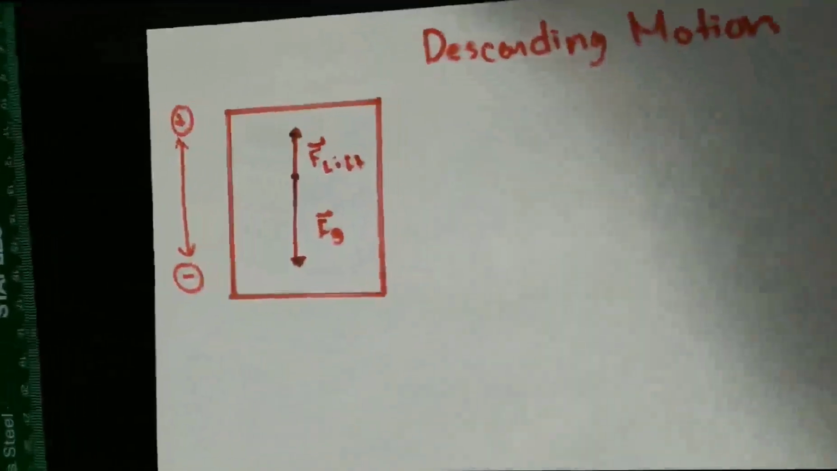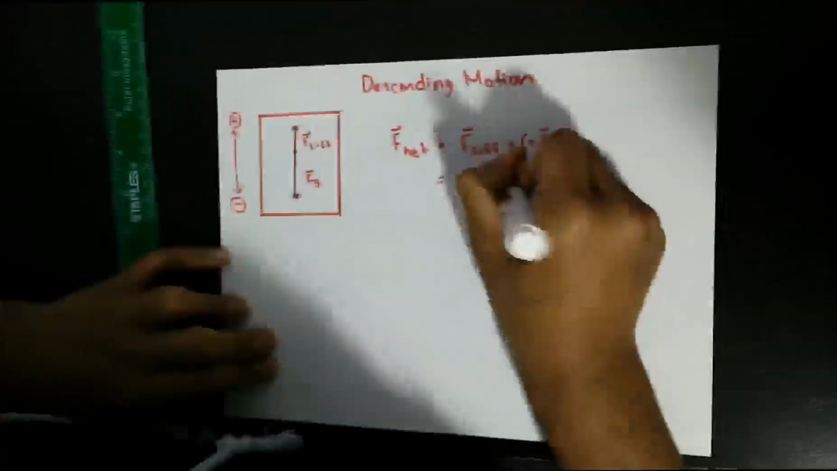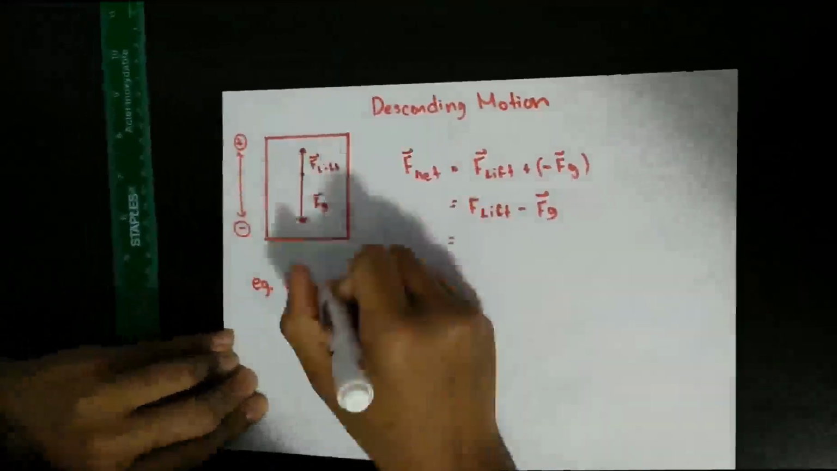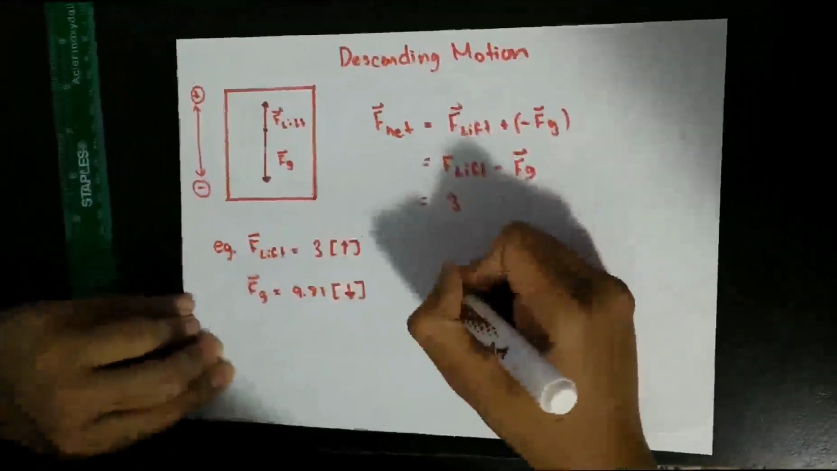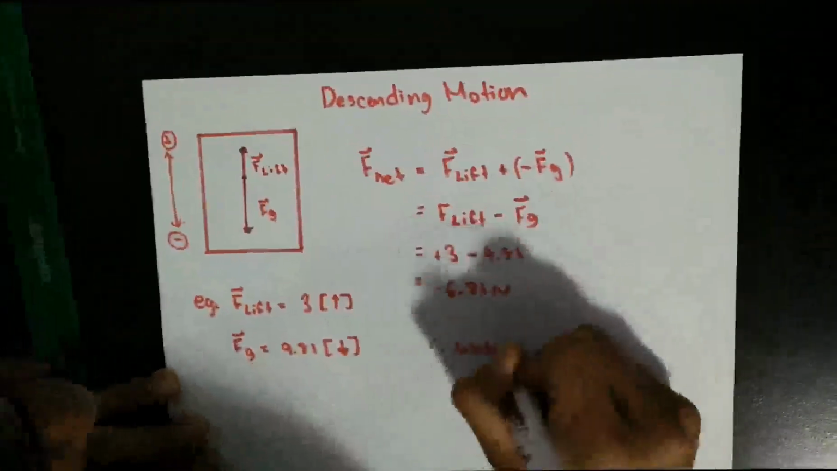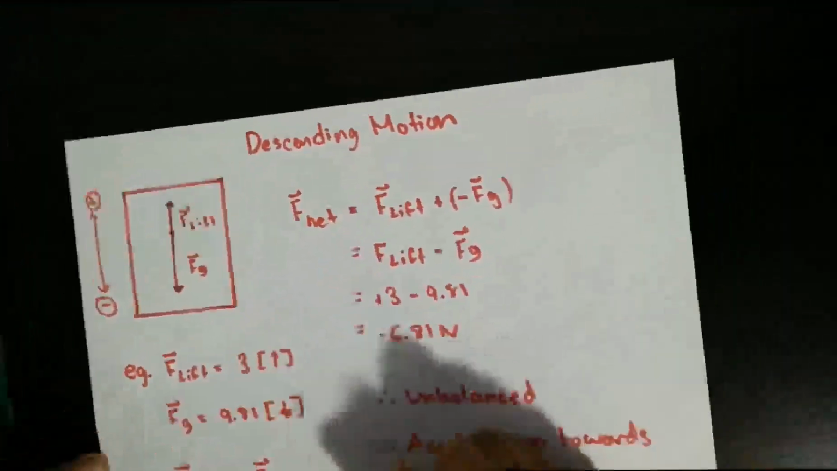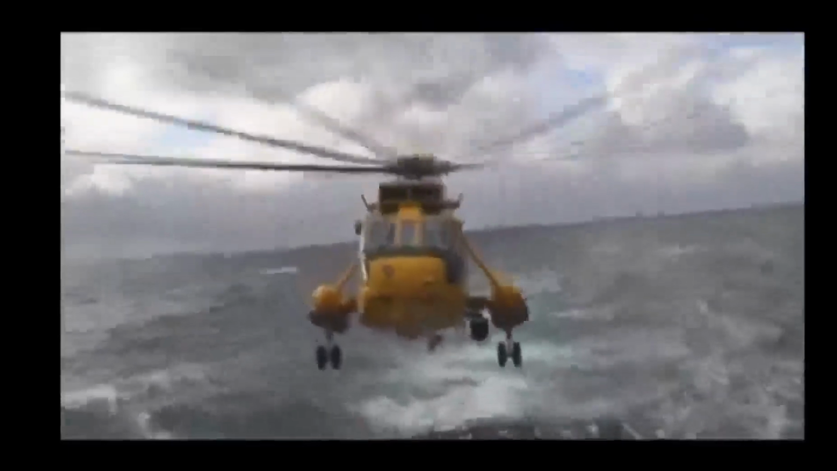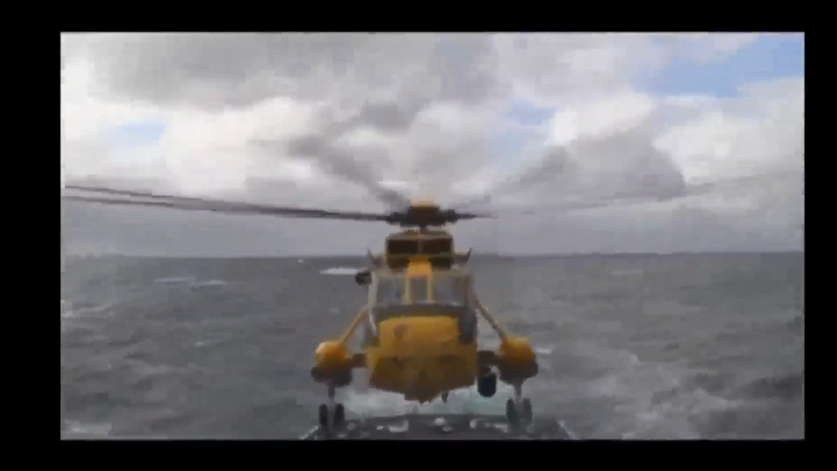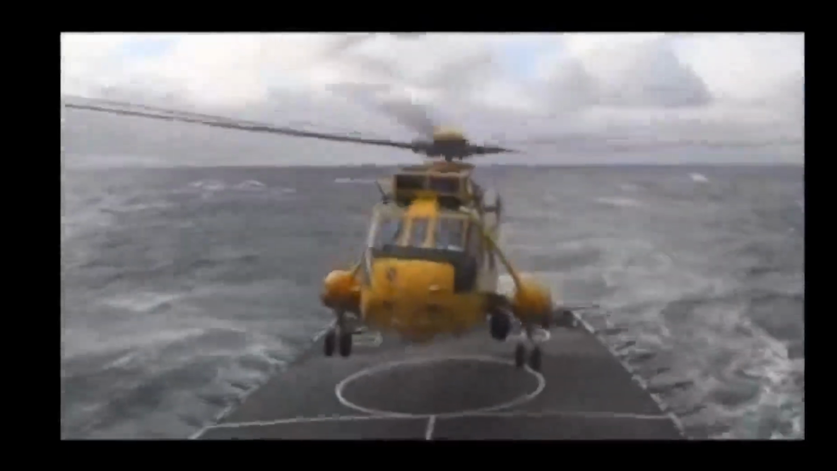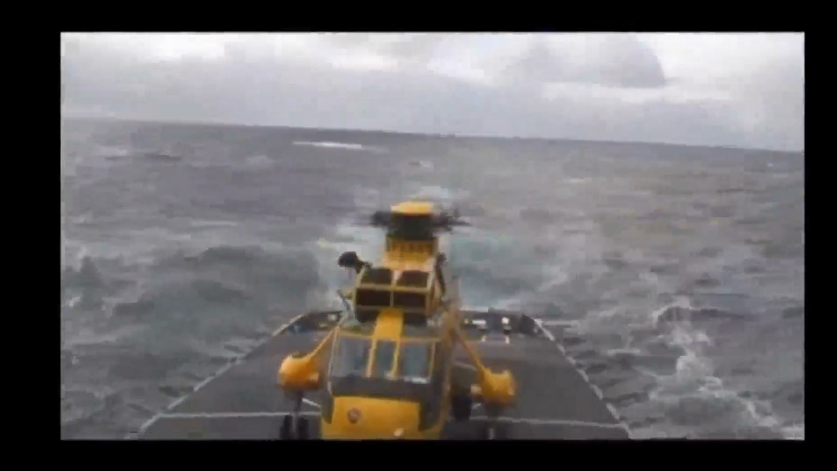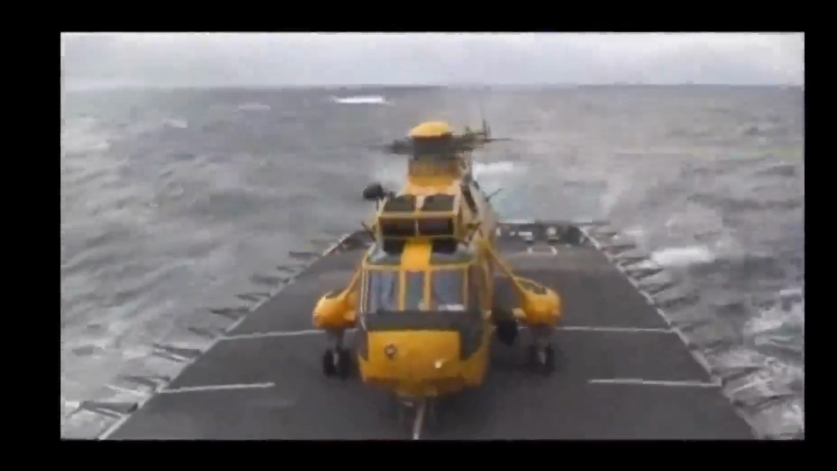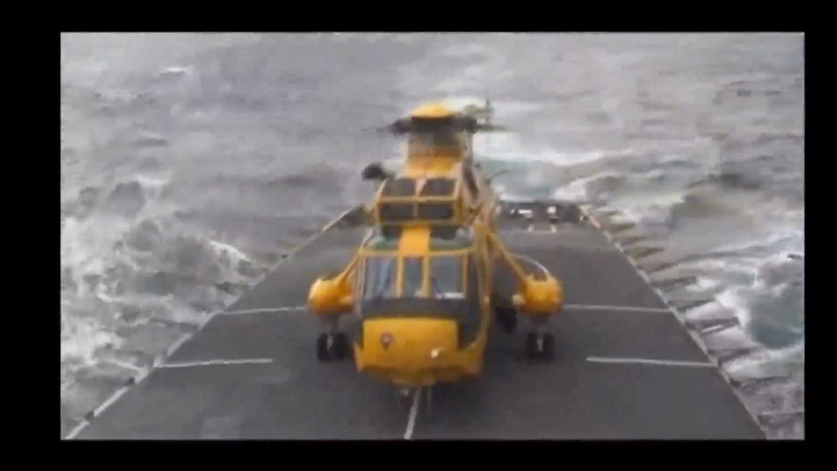When the helicopter is descending, it experiences motion in the y direction. It experiences the force of gravity and the lift force in the vertical direction. Since the helicopter is descending, the force of gravity is greater than the force of lift. Therefore, the helicopter experiences motion in the downwards direction, which indicates that the net force is in the negative direction. The forces are unbalanced. Due to this, the helicopter will accelerate towards the net force. Furthermore, the helicopter is moving in the vertical direction. The horizontal forces have a net force of zero.